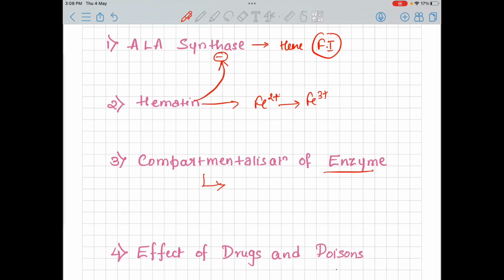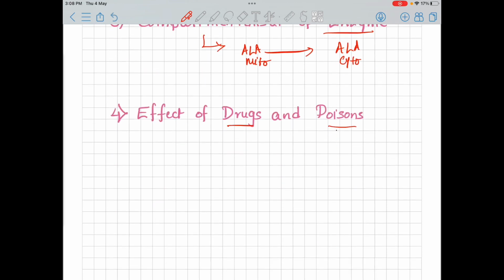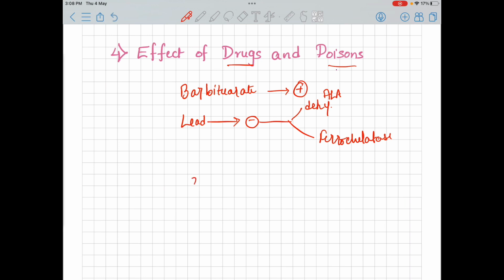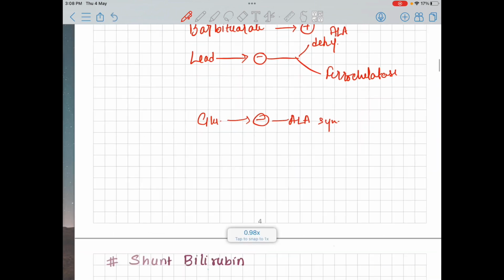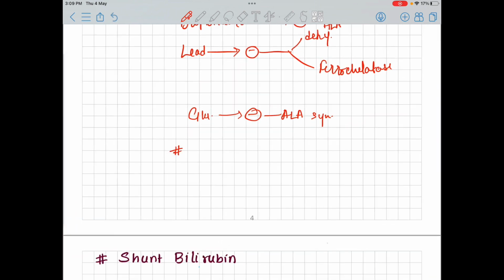Compartmentalization of enzyme was the part where ALA, which was formed in the mitochondria, takes time to be transported into the cytoplasm. And for drugs and poison effect, barbiturates are a type of drug. They promote heme synthesis. Then we'll talk about lead. Lead inhibits at 2 points. First was at dehydratase. We saw glucose is also present. It also inhibits ALA synthase. And one thing I need to tell you all is that ALA exists in two forms, 1 and 2. ALA1 is present basically in hepatic tissue, and ALA2 in erythroid tissue.